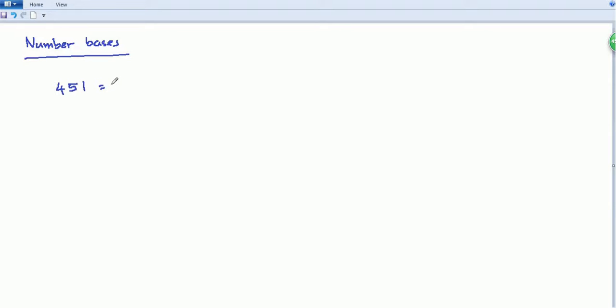So if I want you to expand it out, it will be 400 plus 50 plus 1. If you want to expand it some more, then it will be 4 multiplied by 10 to the power of 2, 5 multiplied by 10 to the power of 1, and the last one will be 1 multiplied by 10 to the power of 0.